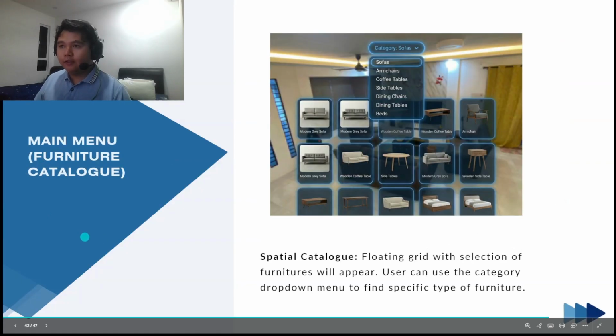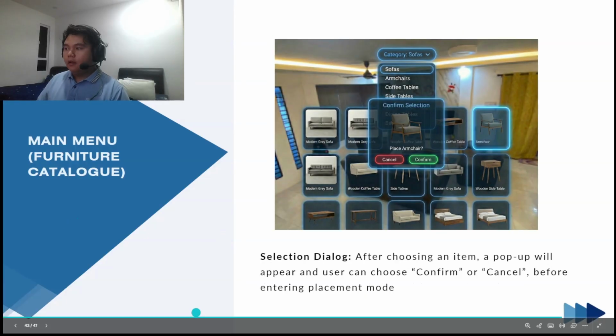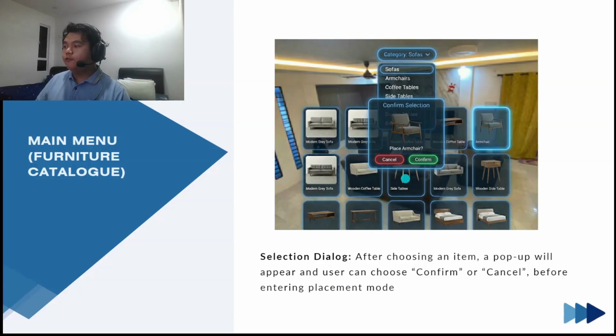And next, we have the main menu for the furniture catalog. It appears in a floating grid with a selection of furniture. So the user can use the category drop-down menu to find a specific type of furniture. After choosing an item, a pop-up will appear and the user can choose confirm or cancel before entering placement mode. In this case, we will use an armchair.